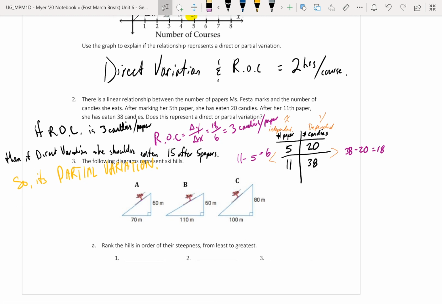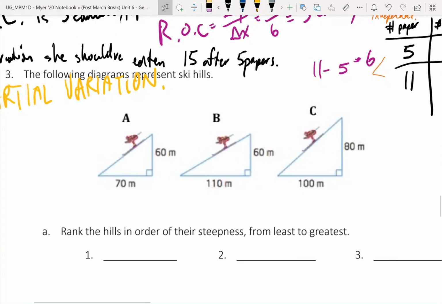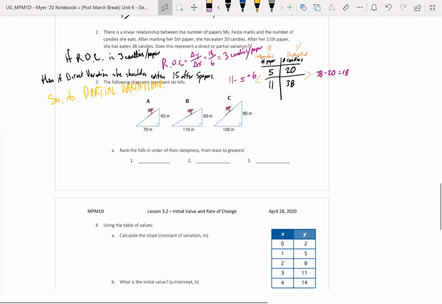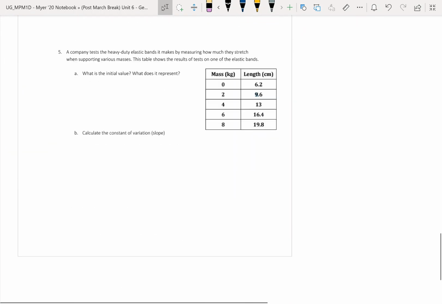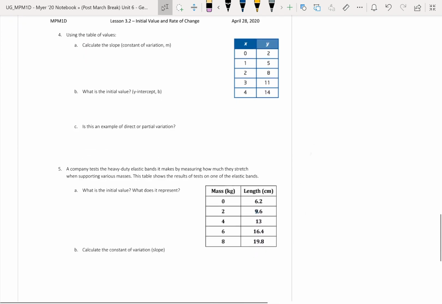Okay. Last one here. I actually want you to solve this one on your own. You're going to compare the slope, or calculate which one is the steepest, and you're going to have to compare the height to the width. All right? So that's pretty much it, really. The rest is going to be for you. I'd like you to do the last couple questions on your own.